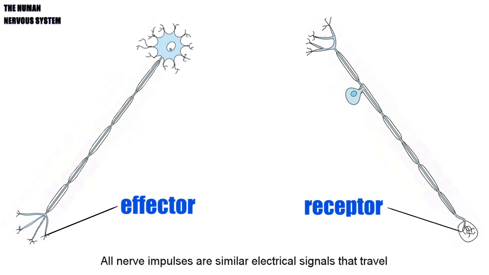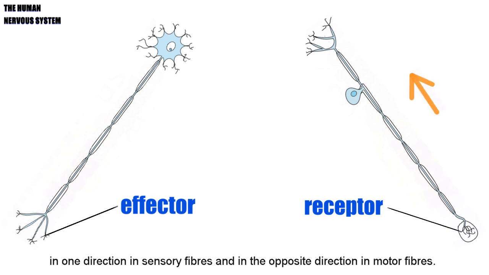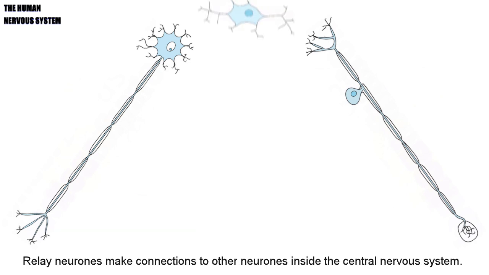All nerve impulses are similar electrical signals that travel in one direction in sensory fibers and in the opposite direction in motor fibers. Relay neurons make connections to other neurons inside the central nervous system.